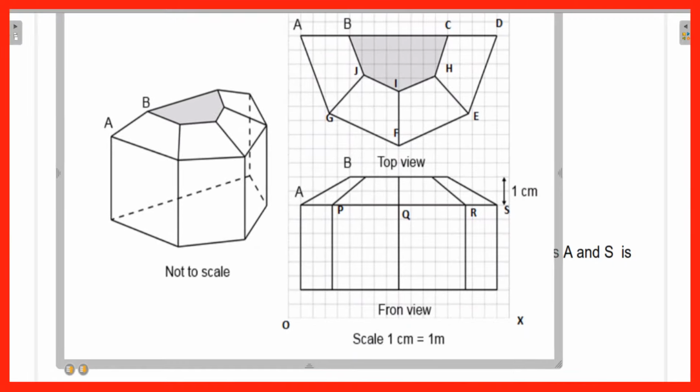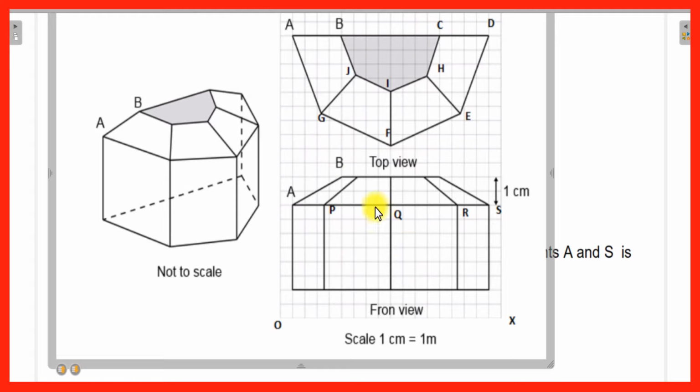Here you have to see the front view, and you have to find the distance between the points A and S. Just count how many squares are there. 1, 2, 3, then 4, 5, 6, 7, 8, 9, 10, 11, 12, 13, 14, 15 and 16. So it will be 16.